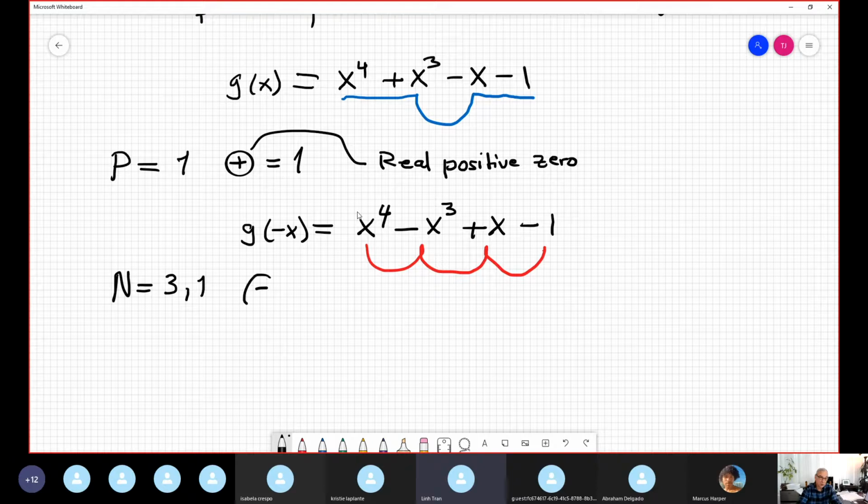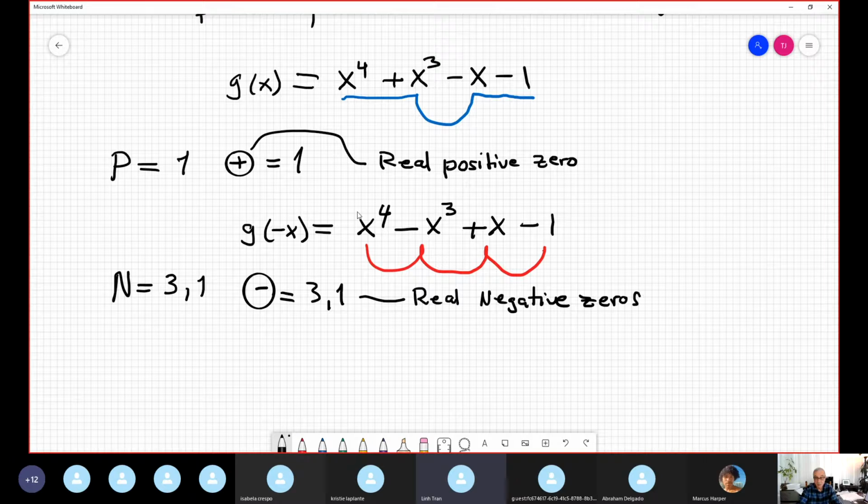So, conclusion, the real negative is 3 or 1. We have two possibilities, according to the Descartes rule, no? This is the real negative zeros. In plural because we have two possibilities.